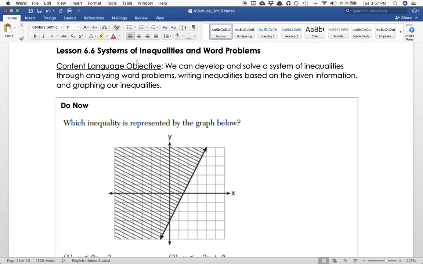Alrighty, this is our last lesson in our linear equations unit: systems of linear equations, systems of linear inequalities, graphing them, solving them, all that good stuff. This is going to be developing and solving systems of inequalities through looking at word problems, and then writing those inequalities based on the given information, and then eventually graphing those inequalities.